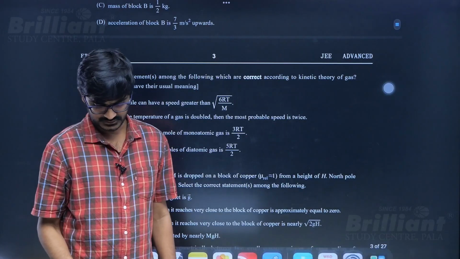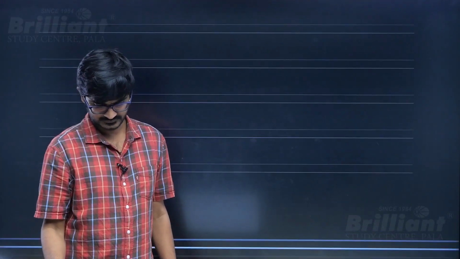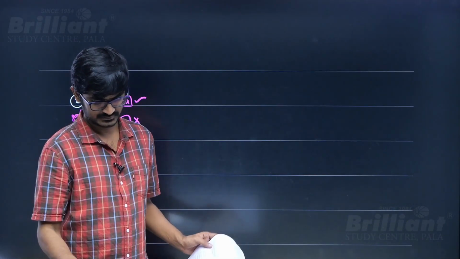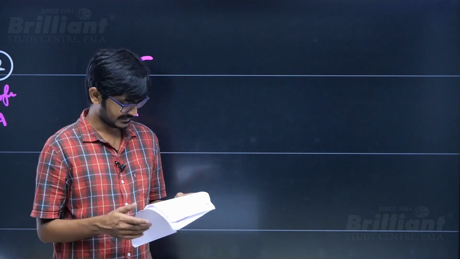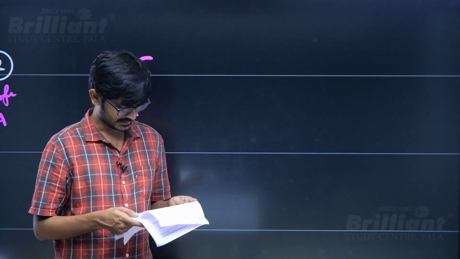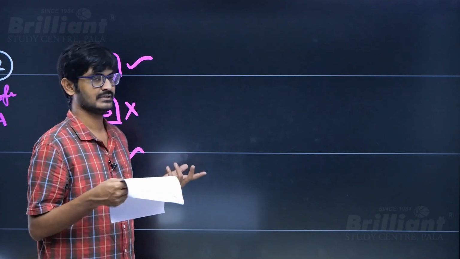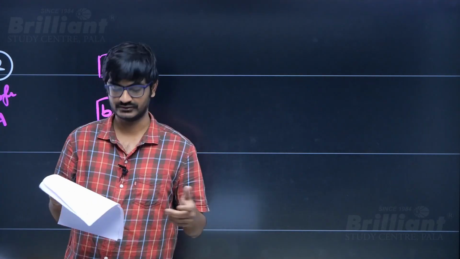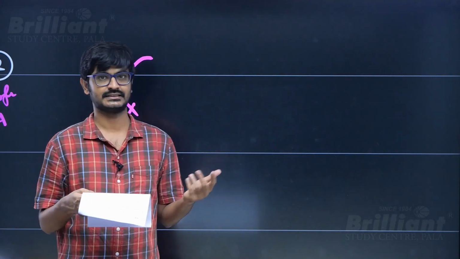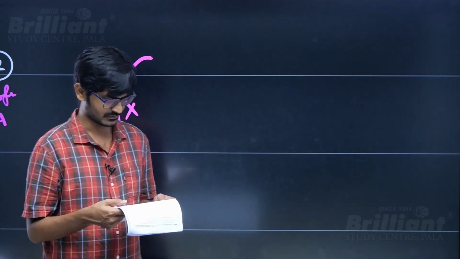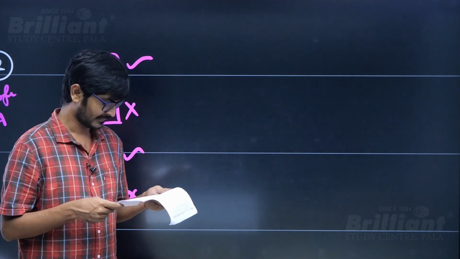Okay, in the next question, I didn't write anything there. Yeah, you can see a molecule can have speed greater than root of 6RT by m. See, molecules can be having any speed. We will be talking about only average or RMS because we can't look into each and every molecule. It is some random thing.